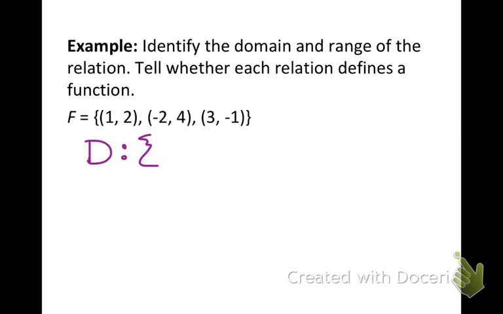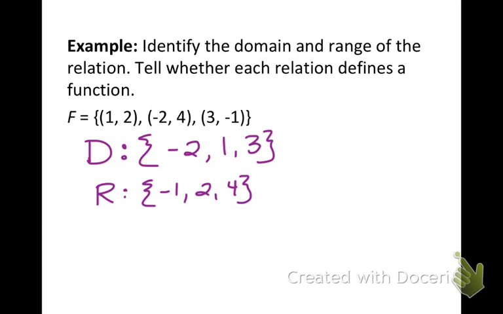Order -2, 1, 3. You should technically write them from smallest to largest. Will I take points off if you don't? No. But try to get in the habit. So my lowest x is -2, followed by 1, followed by 3. What would be my range? Yep, so -1, 2, 4 if I go smallest to largest.